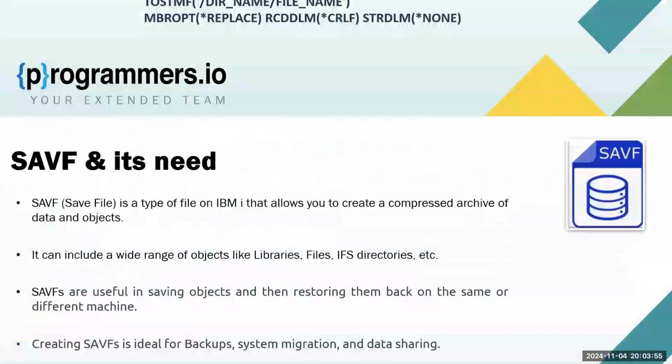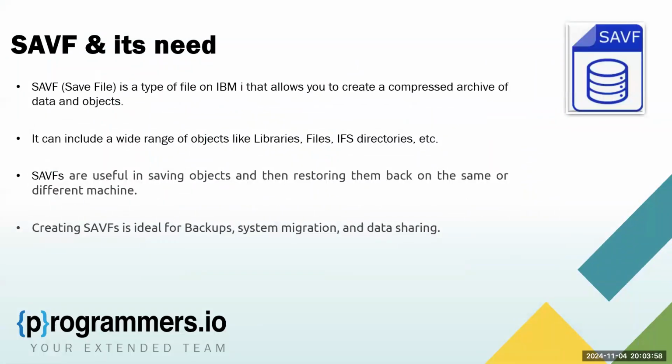Now we will discuss the second topic for today, which is SAVFs. Save files are a type of file on IBM that allows you to create a compressed archive of data and objects. Inside SAVFs, we can store all types of objects like libraries, database files, IFS directories, etc.